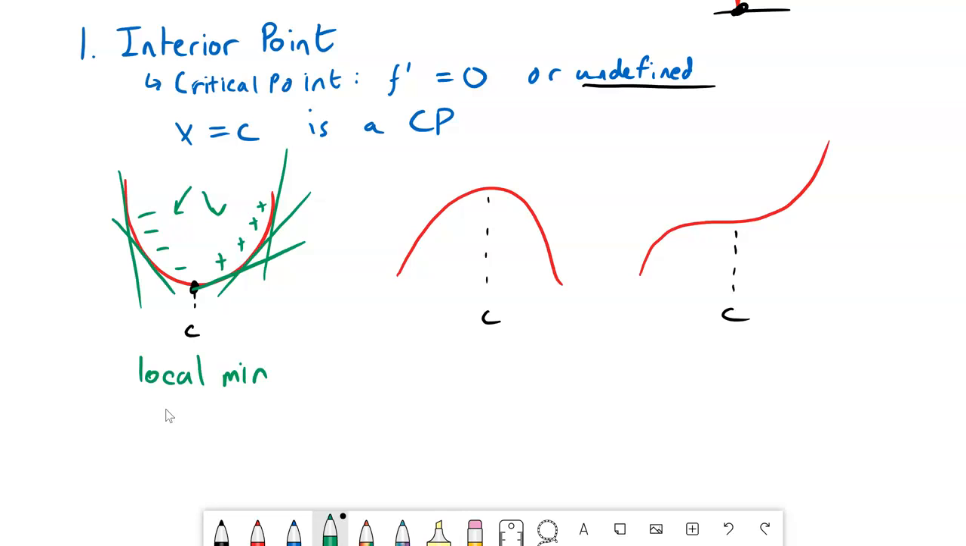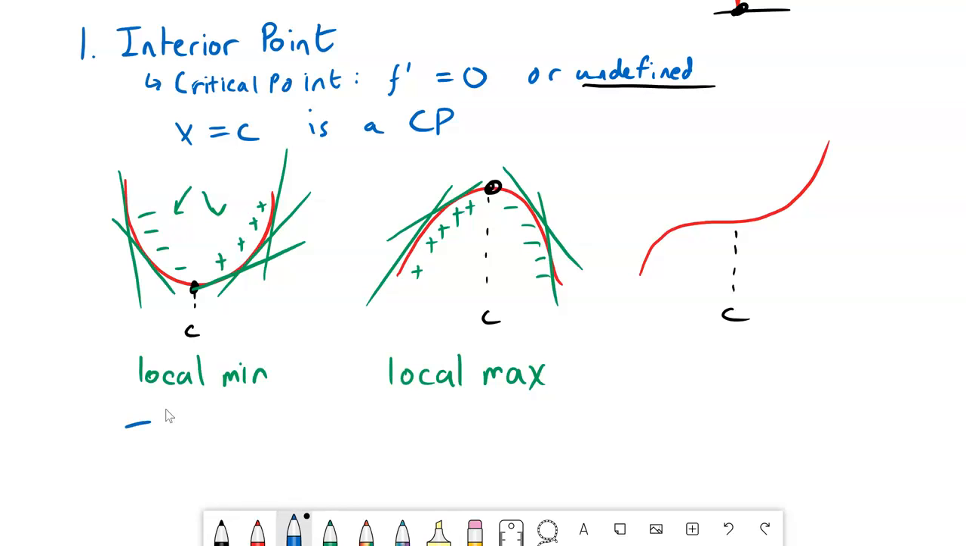And then same with this one. This is positive, positive, positive, positive, positive. At the critical point, it switches to negative, negative, negative. And this is the critical point. If I draw tangent lines here, notice that it's positive on the left-hand side, but negative on the right-hand side. If this is true, it's a local max. So here, let me just show you. It changes from negative to positive, or the first derivative, and then this one is positive to negative.